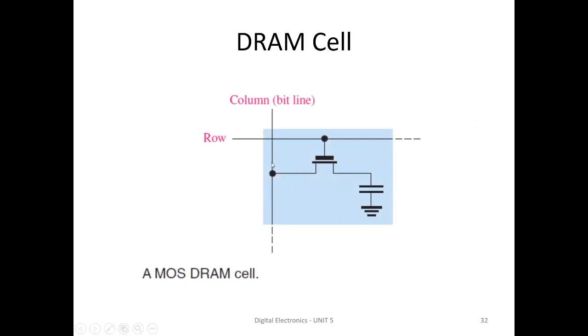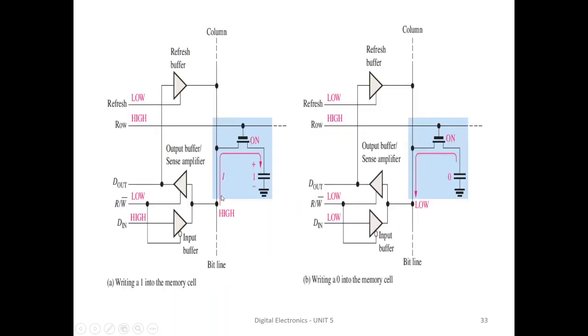It has a transistor and a capacitor. This is your bit line. If I give an input voltage, my transistor is going to turn on and the charge is going to flow into this capacitor. In this manner, I store a bit. When I give 5 volts to this particular bit line, my transistor turns on, the capacitor gets charged, and a 1 is present in this capacitor. So I store a 1 in this capacitor.